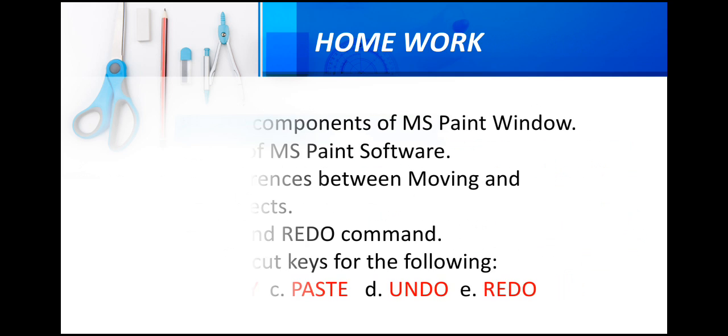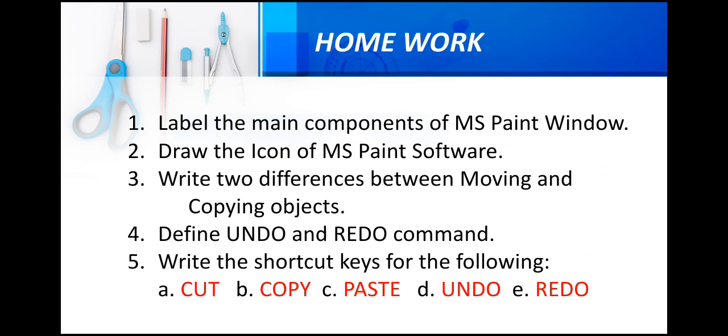Let's talk about the homework. What is the homework of today? I am giving you these questions for your notebook. Number 1: label the main components of the MS Paint window. For your labeling, you have to take a printout or a photocopy of any MS Paint window showing all the features. Okay, a clear image. You have to show just the main components of it, not in a detailed manner.